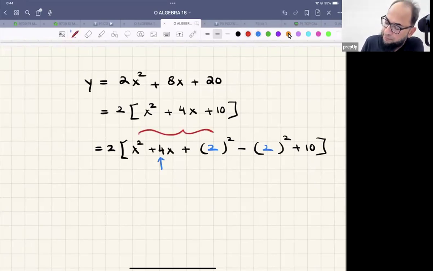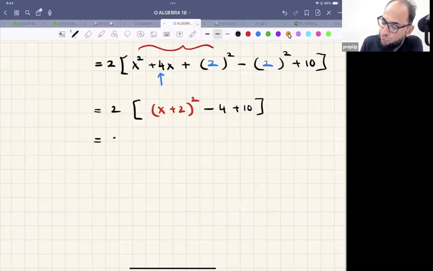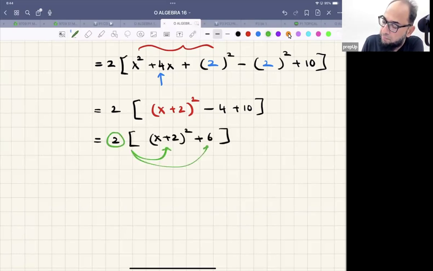Rewrite these three as a perfect square. This is x plus 2 whole squared. The bracket is there on the outside, and then this is minus 4 plus 10. So this is 2 times x plus 2 whole squared plus 6. This 2 will multiply with both of them. So therefore this is 2 times x plus 2 whole squared plus 12.